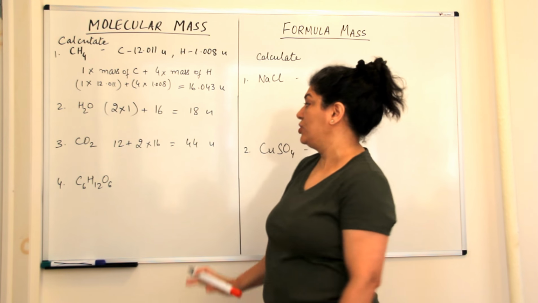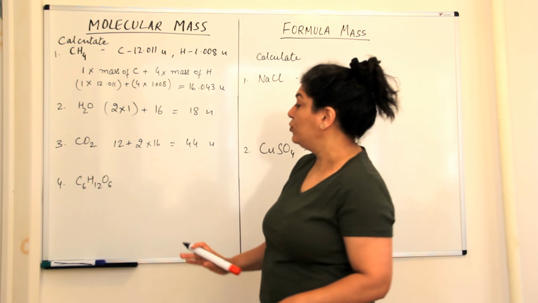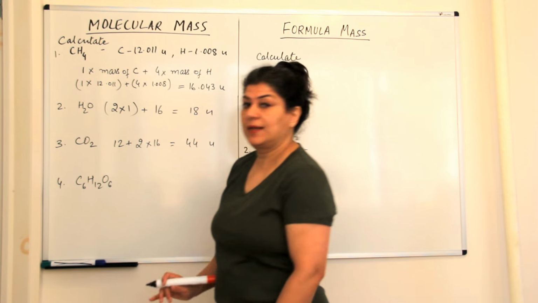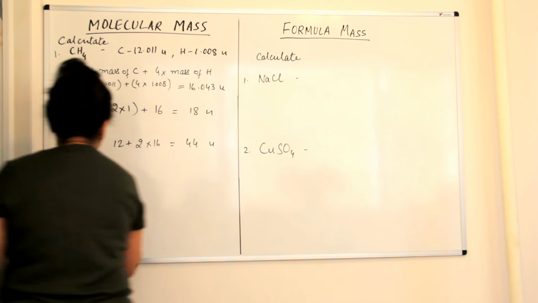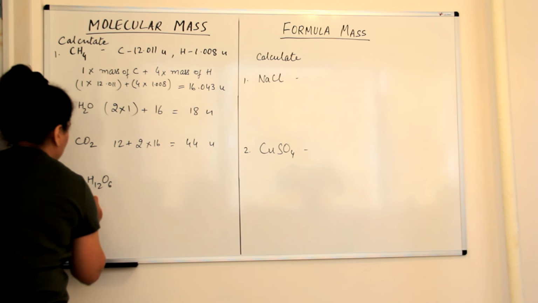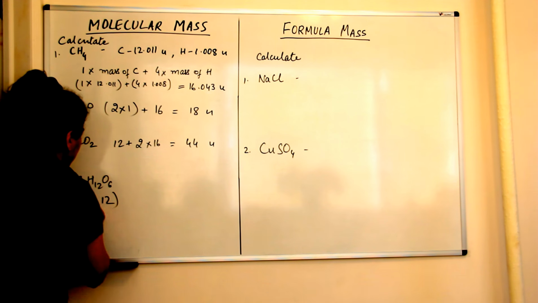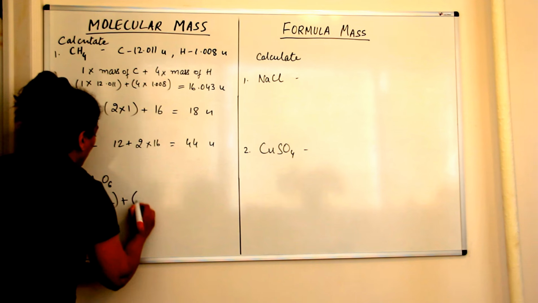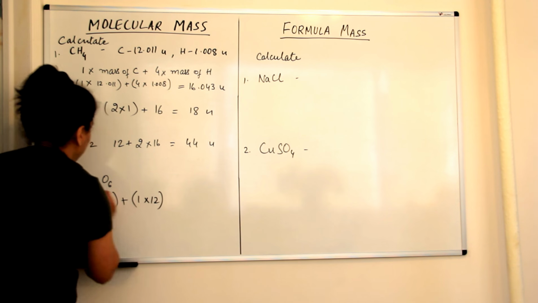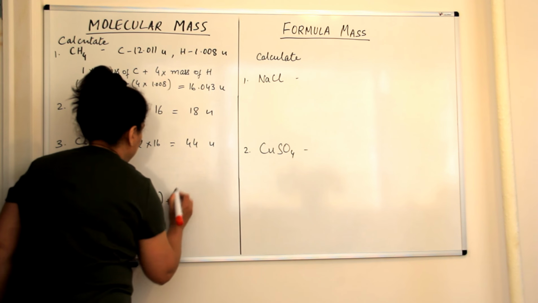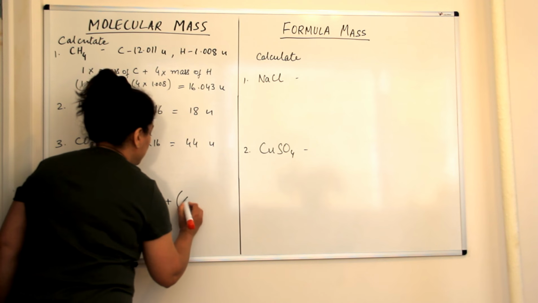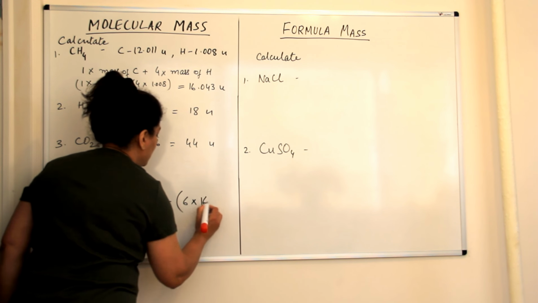C6H12O6 is glucose. So if we want to find out the mass of glucose, what do we do? There are 6 carbon atoms. So it is 6 into the mass of carbon, which is 12. So 6 into 12 plus 12 into 1, that is hydrogen, plus oxygen is 6 into what's the mass of oxygen? 16.